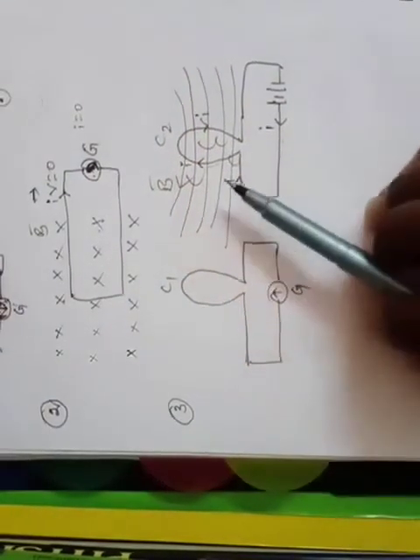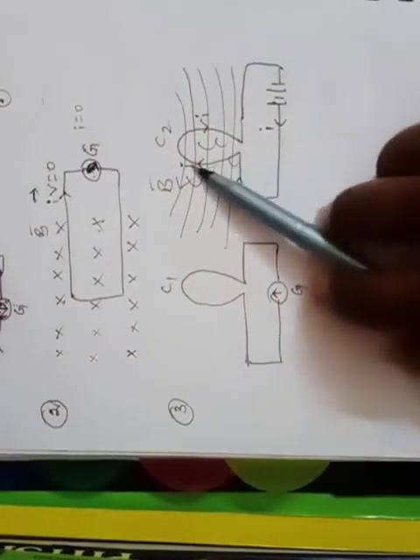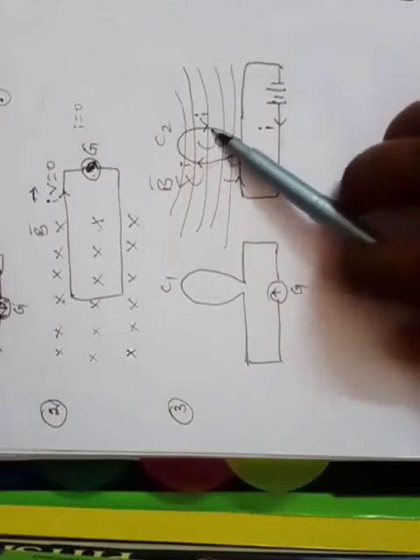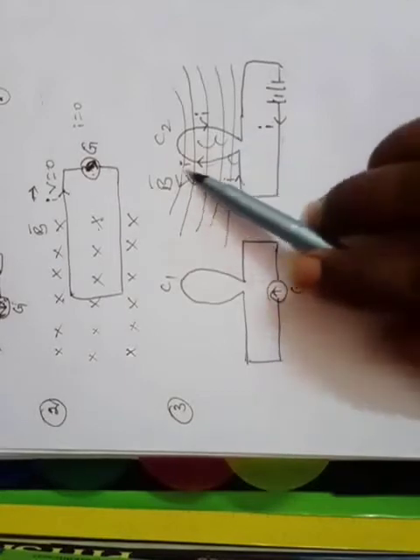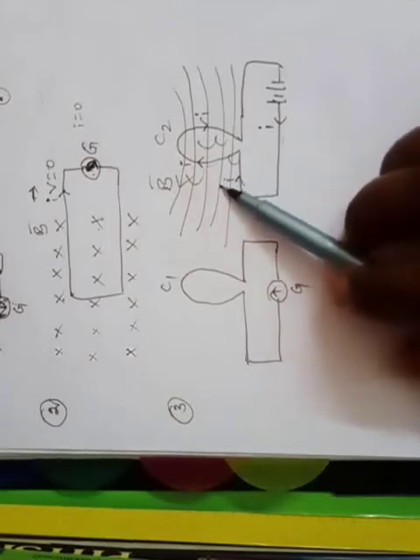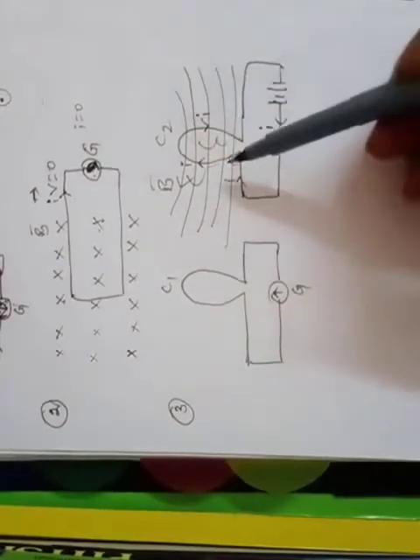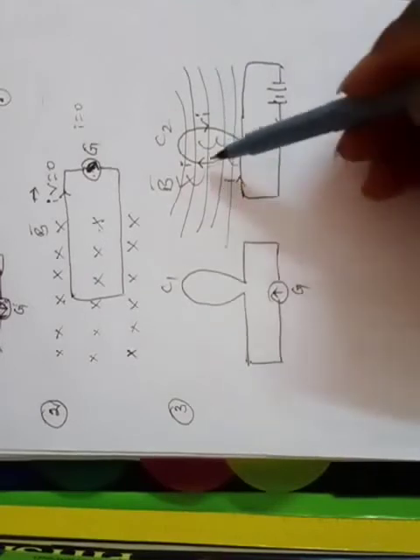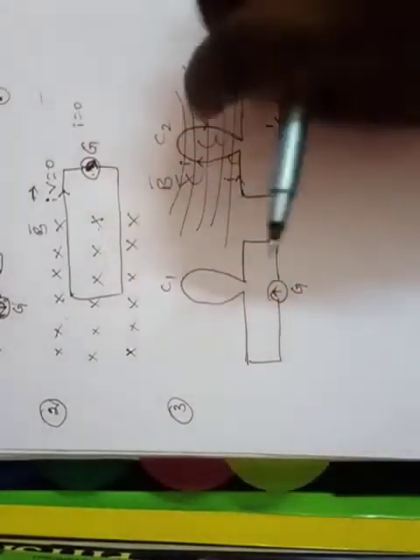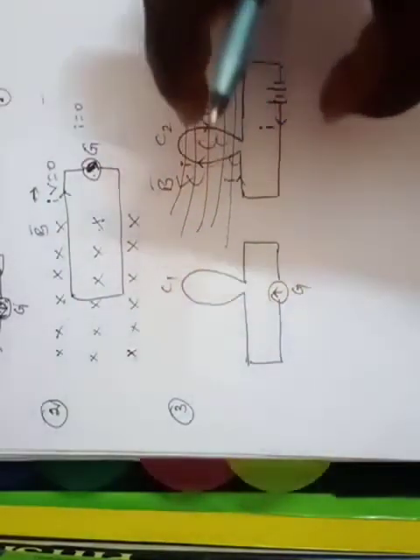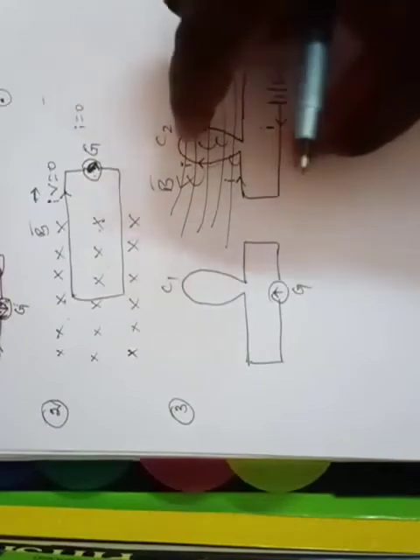So why are the magnetic field lines produced? Current is flowing through this coil. Due to this flowing of current in the closed coil, magnetic field lines are generated. These magnetic field lines are entering into the closed coil C1. Now, instead of the bar magnet, we have taken this circuit, the second coil C2.